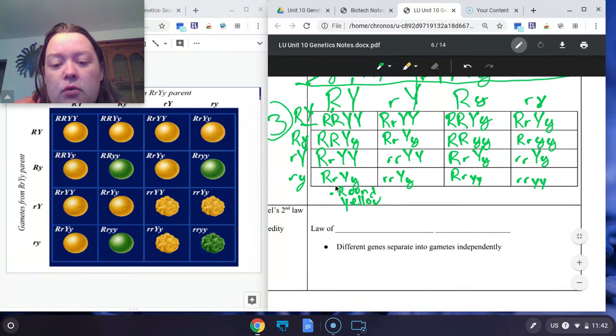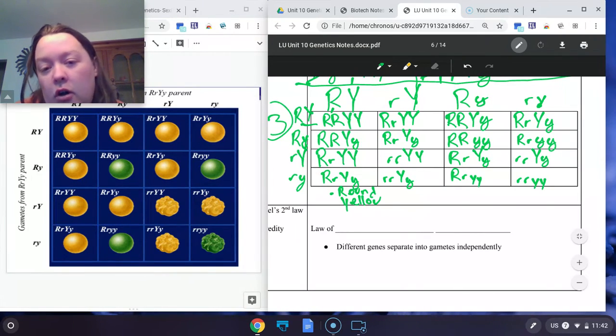So if I'm looking for a round yellow, round means it has a big R. It could be only one big R, it could be two big R's. It doesn't matter. It has to have a big R. And yellow means it has a big Y. Again, it could be a big Y and a little y, or a big Y and a big Y, which would also be yellow. So I'm looking for any combination that has a big R and a big Y.